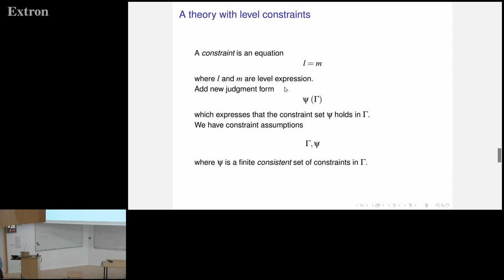So we introduce a type theory with level constraints. A level constraint is just simply an equation between two level expressions, L and M. And we now have a new judgment form that a finite set of constraints psi is valid in a context gamma. And we can also have constraint assumptions in our context.